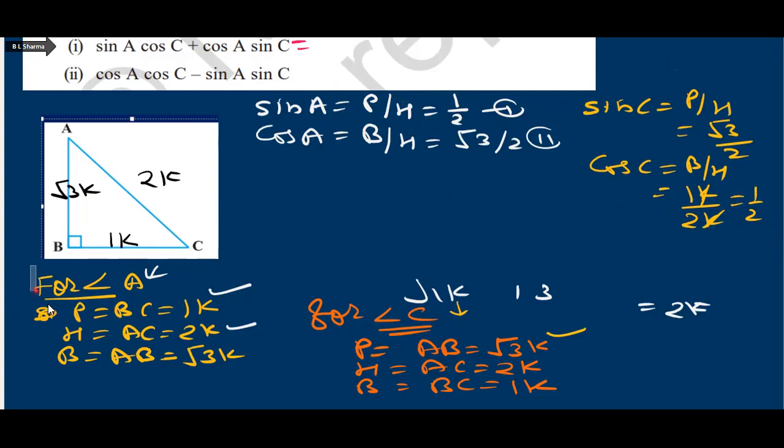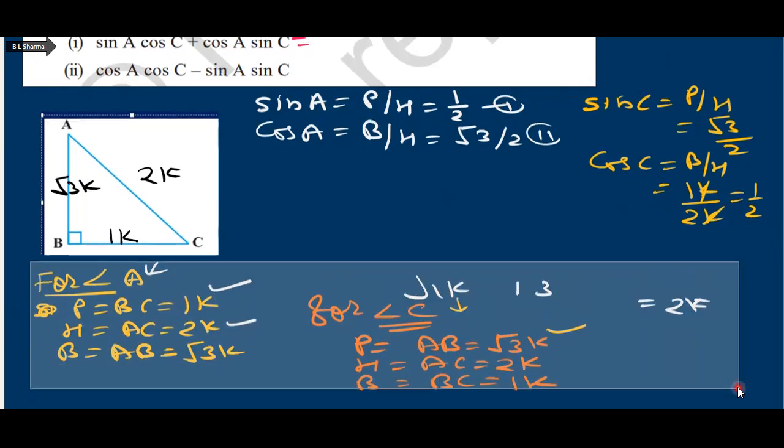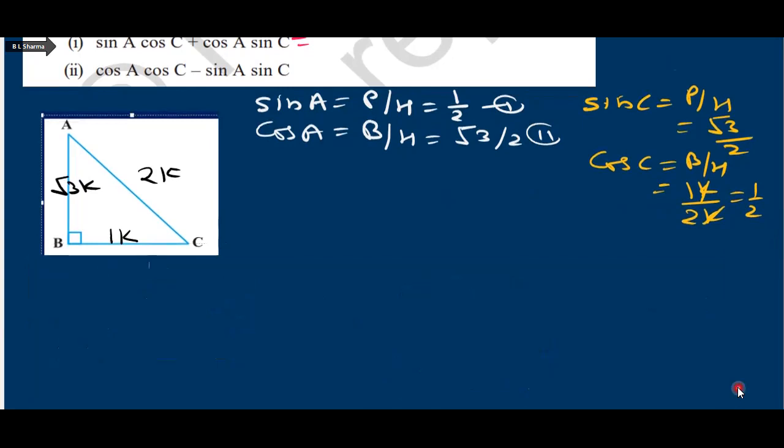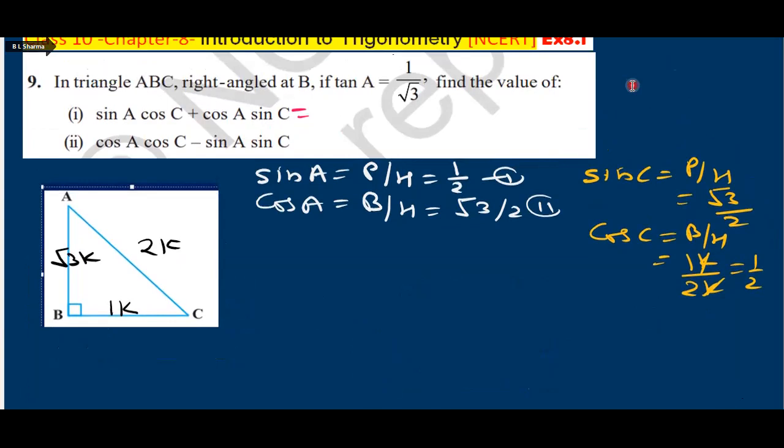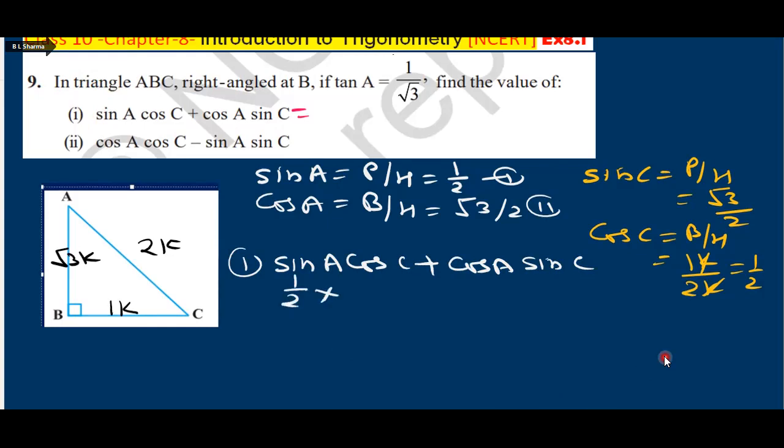So now the first part. Now we will put the values in the first part. So the first part is sin A into cos C plus cos A into sin C. This is the first part. Sin A, you put the value that is 1 by 2. Cos C, that is 1 by 2. Cos A, that is root 3 by 2. Sin C, that is root 3 by 2.